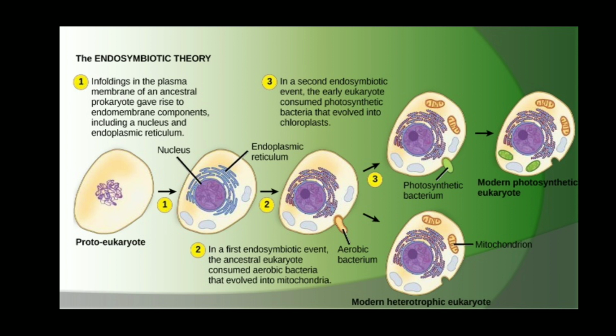So in this way the endosymbiotic theory says that eukaryotic cells also evolved from the prokaryotic cell, right? As you know, the prokaryotic cell is like the ancestor of the eukaryotic cell, right?